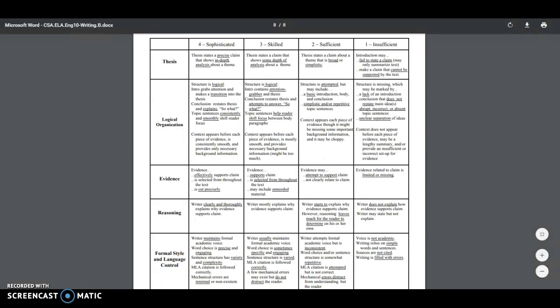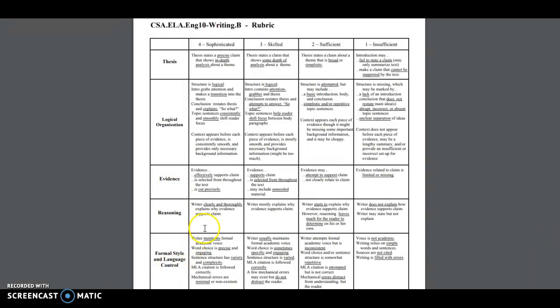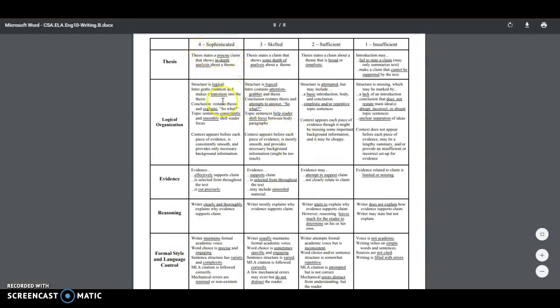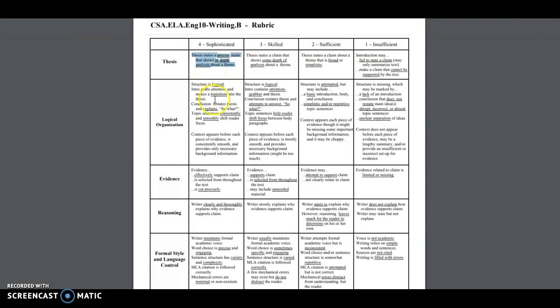of the trimester. So you can see here that you're graded on your thesis, your organization, your evidence, your reasoning, and your formal style and language control. Okay. So this is where we're really wanting to land. We want to land in this sophisticated or this skilled area. Now, as long as you copy your thesis, the one that I gave you, as long as you pick that and clearly put it in where it's supposed to go, you should have no problem making your goal here. I'm already giving you your thesis. You should be good. All right.